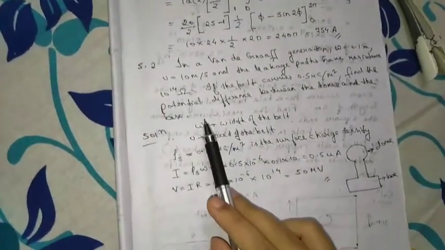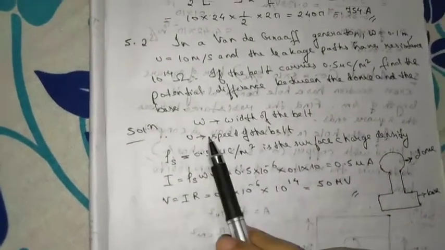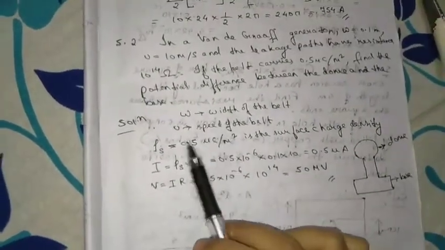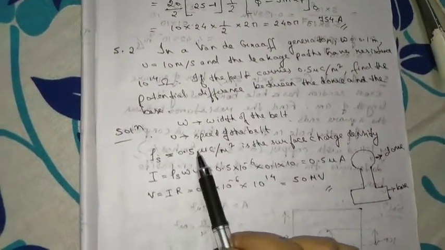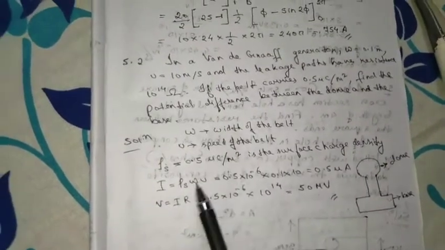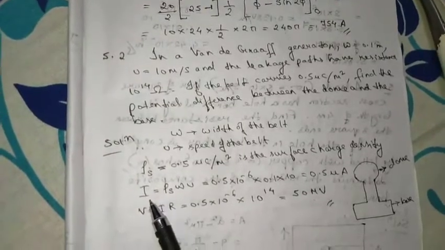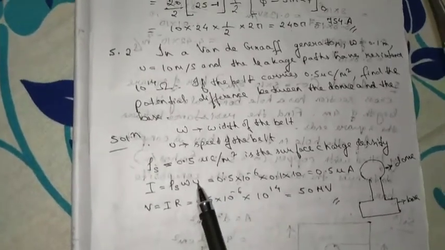So in this question, the width of the belt is given, the speed of the belt is given, and the surface charge density, that is 0.5, is also given. So this is the formula to find the current. First we have to find the current. The current formula is surface charge density into width into speed. So we get the value 0.5 microampere.